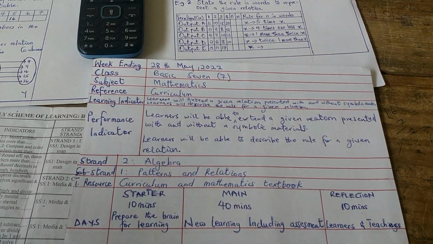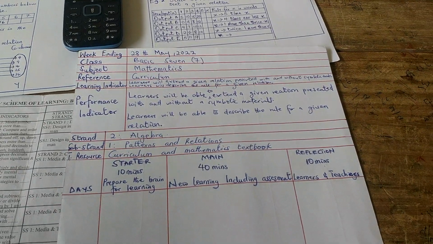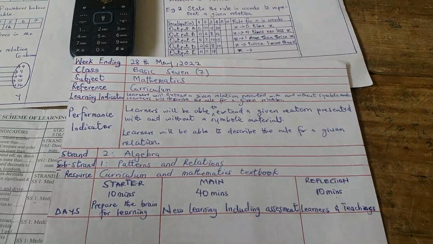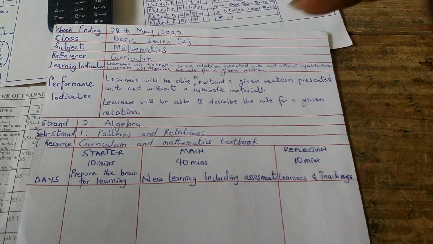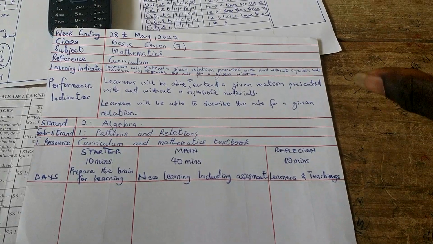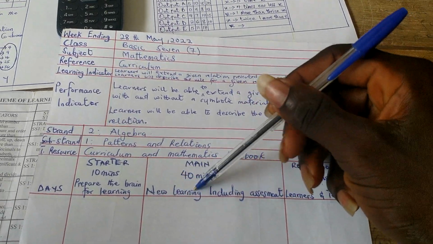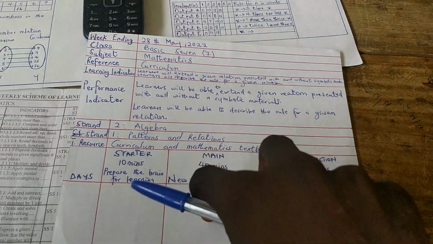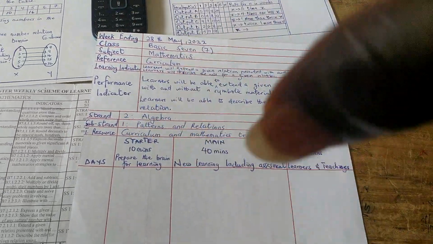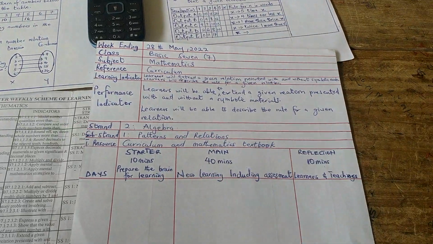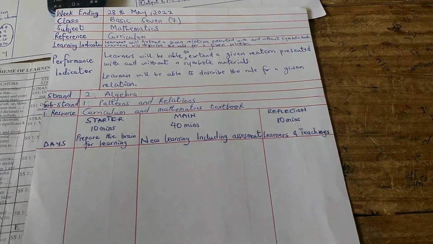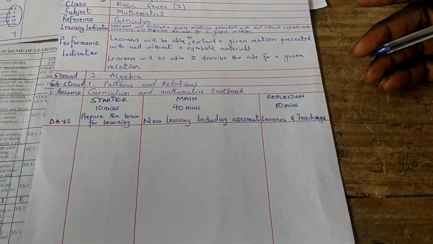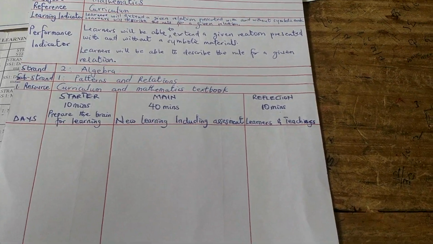But if what you are coming to teach you've taught them previously, you just have to revise what you taught previously to prepare their brain for the class. Then we have the main 40 minutes, and here we have new learning, including assessment. So that is where you teach what you are to teach. As you teach, you assess them through questions and answers, and probably anything that you think you can use to assess the kids.